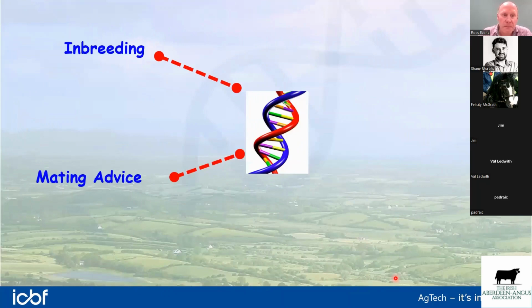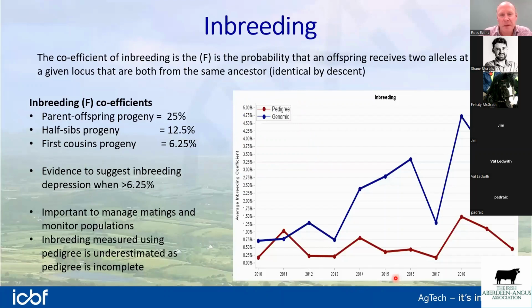So the next couple of slides are really focusing on the ability to use a genotype to monitor inbreeding and for mating advice. Just for context, what is inbreeding? It's a calculation called a coefficient of inbreeding. It's the probability that an offspring receives 2 alleles at a given locus, which is a gene, and they're both from the same ancestor. They're called identical by descent.